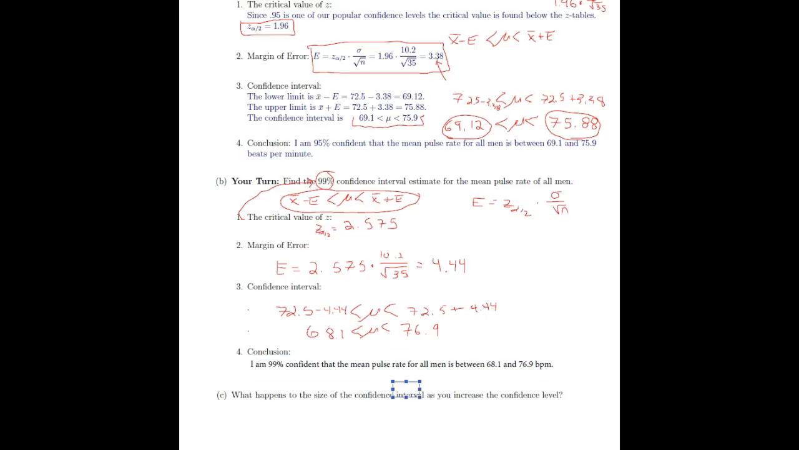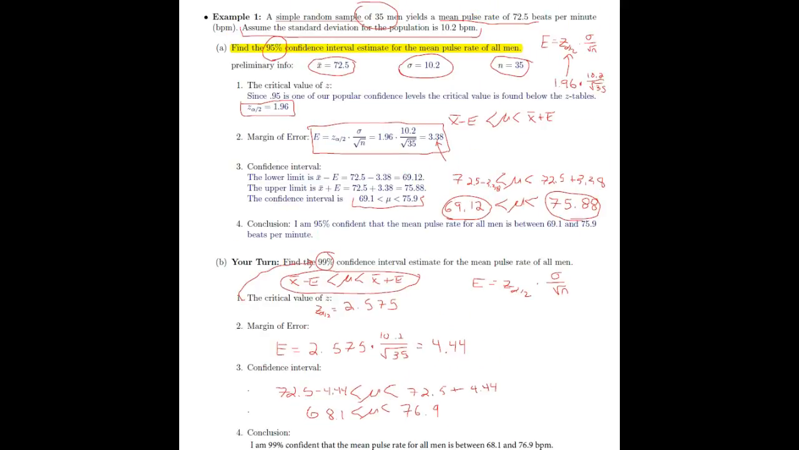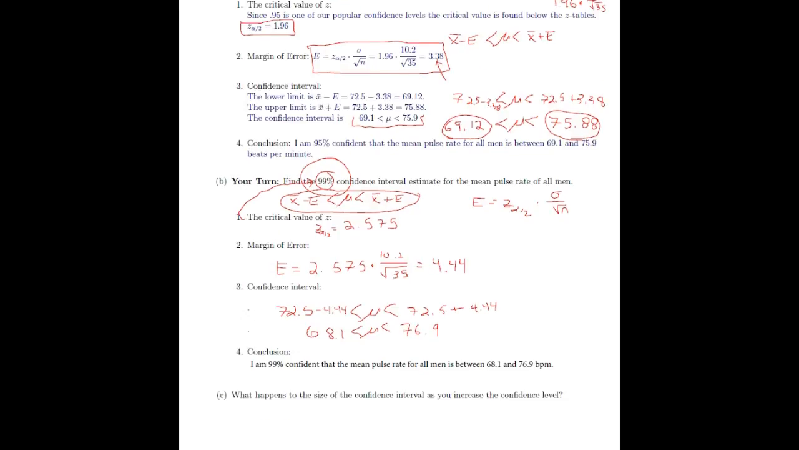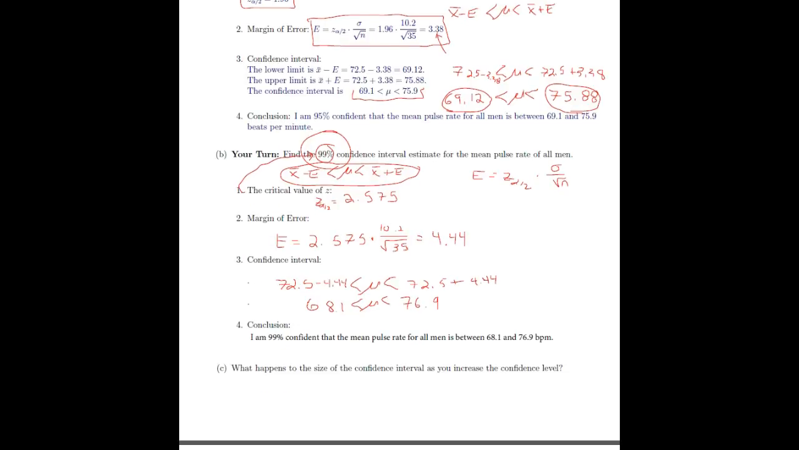All right, cool. So let's also take a look here at part C, which is what happens to the size of the confidence interval as you increase the confidence level. You'll see here from parts A to part B, almost everything stayed the same except for one thing. We went from being 95% confident in part A to being 99% confident here in part B. And that was the only thing that changed. Just our confidence level went up. And what happened to our interval as the confidence level went up?